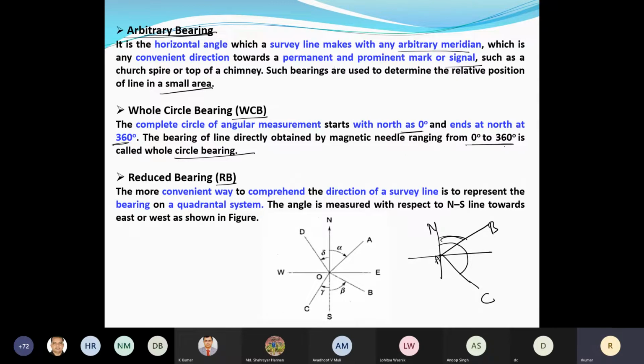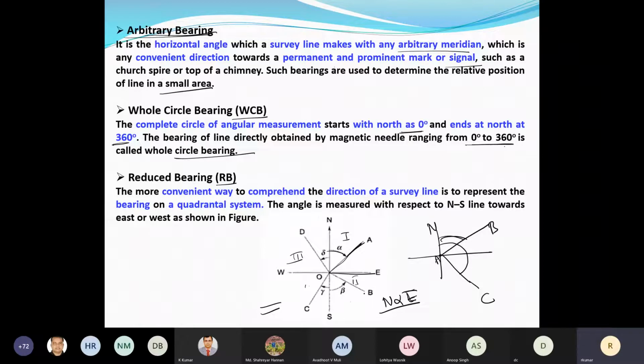If I talk about the reduced bearing, then if you see this figure, if I say this angle is alpha, then I will say the reduced bearing will be alpha E. I'm using the quadrants. So there are 4 quadrants, 1st, 2nd, 3rd and 4th. So the line here will be the OA line bearing. OA reduced bearing will be, what will it be? Alpha E, because it is towards the direction of east.